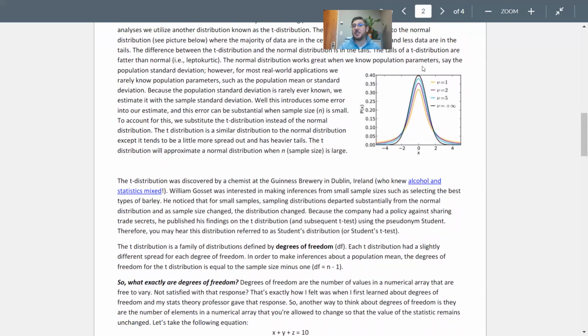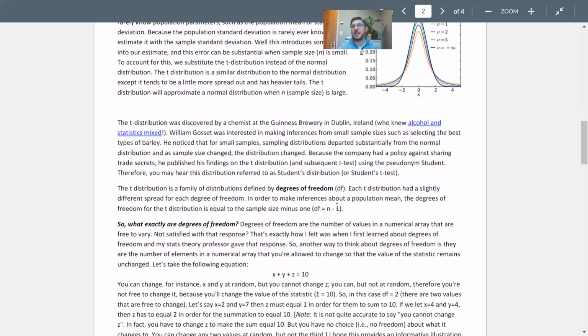You see all these different distributions that are defined by what's called degrees of freedom. So each t with a different degree of freedom has a slightly different shape. It has to do with how much is in the tails of the distribution. And the degrees of freedom are defined by the sample size minus 1 for the t distribution. So what are degrees of freedom?